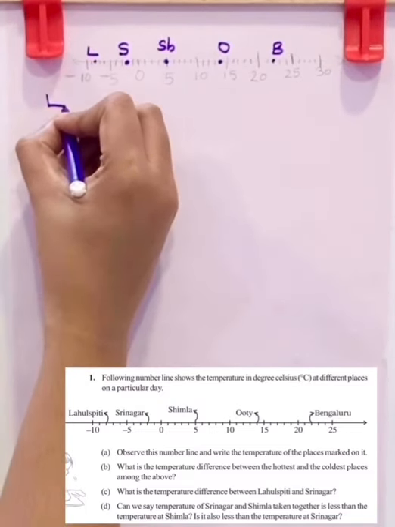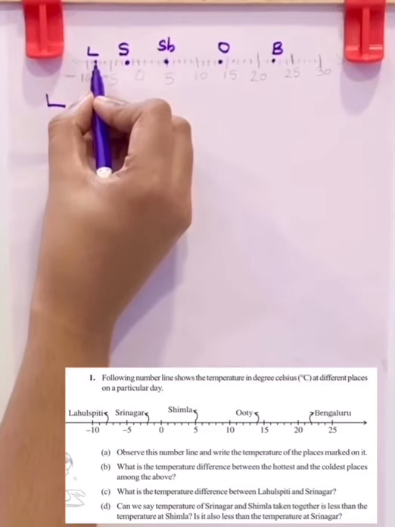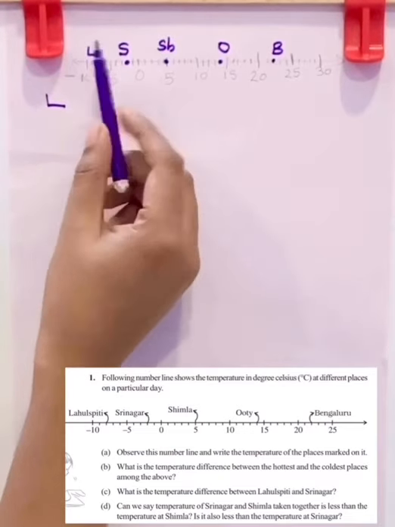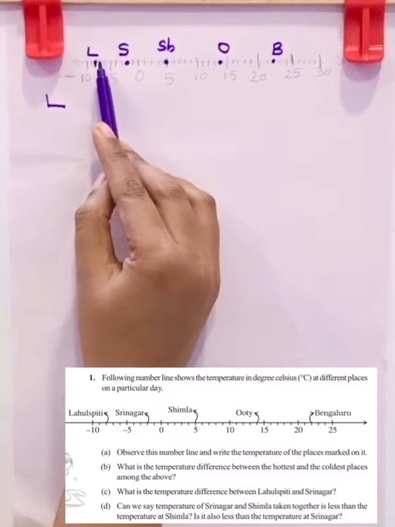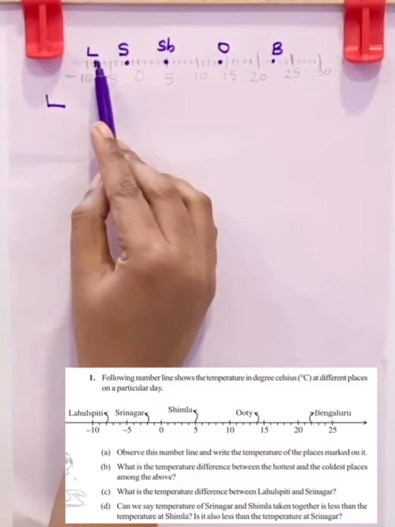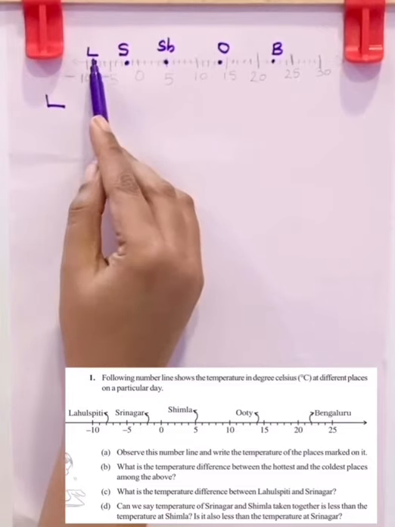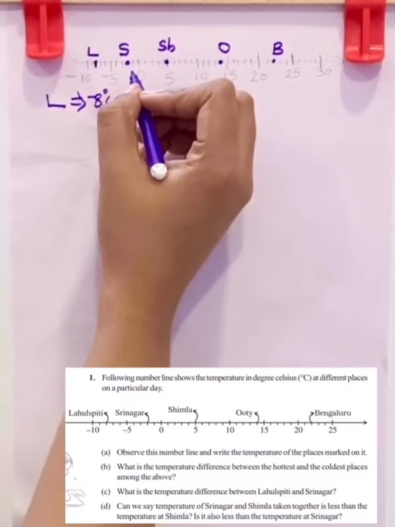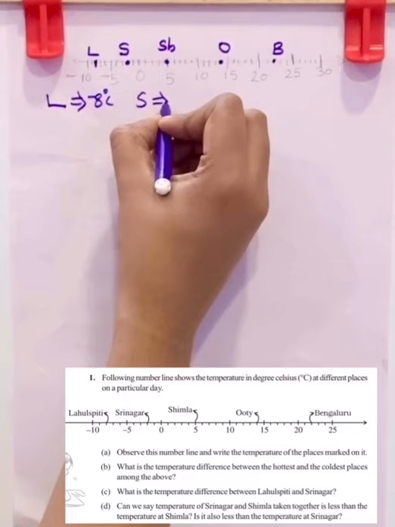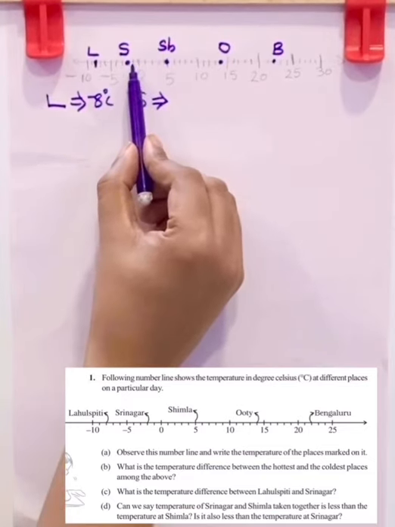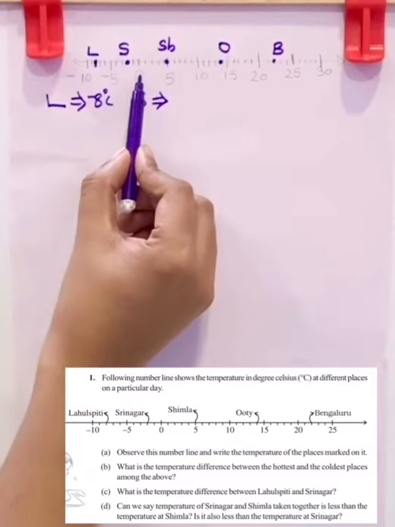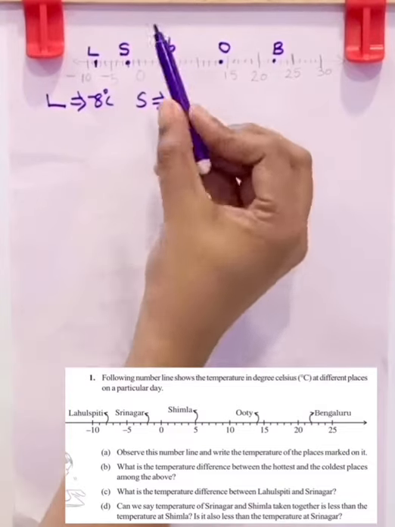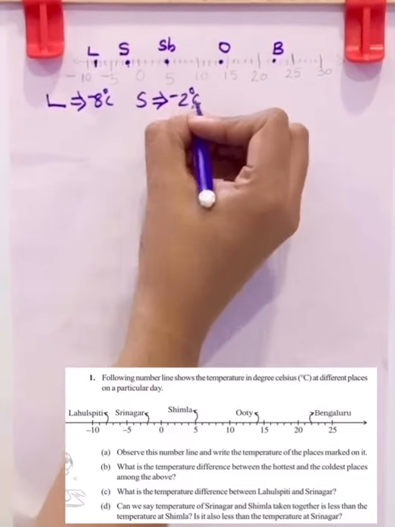So Lahul Spiti, the temperature is, this is -10 and this is -5. In between you can find, after -5 this is -6, -7, -8. So this temperature of Lahul Spiti is lying on -8, -8 degrees Celsius. Now Srinagar's temperature, after 0, these numbers are on the left side of 0, so all will be negatives. So after 0, this is -1, this will be -2. So Srinagar's -2 degrees Celsius.